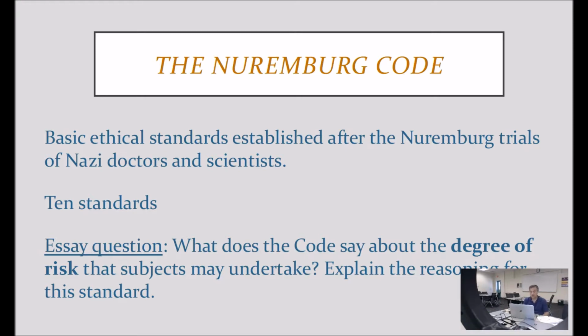But then the second part of your answer is going to be, okay, now explain the reasoning behind that standard. Okay, so you're weighing then, on the one hand, the subject's willingness to undergo the risk. So they have to be knowledgeable of those risks. But then what are the other considerations here? And that's expressed in the code by the terms, the humanitarian importance of the problem to be solved by the experimenter. So what kind of reasoning is involved there?